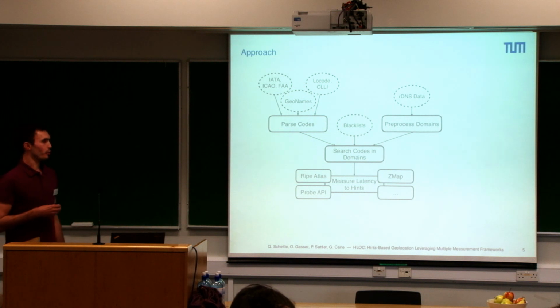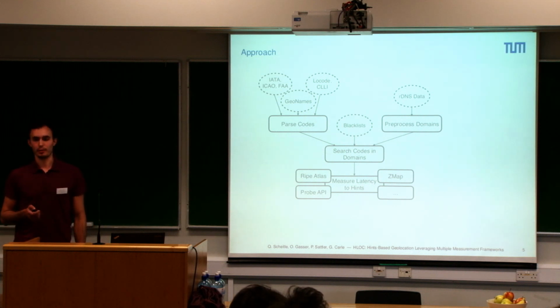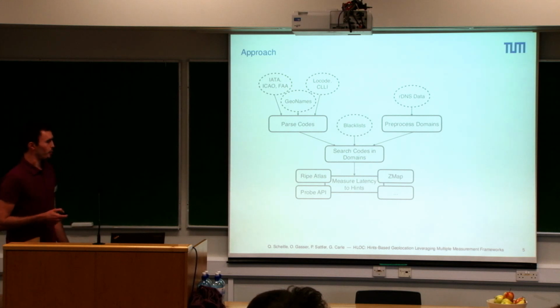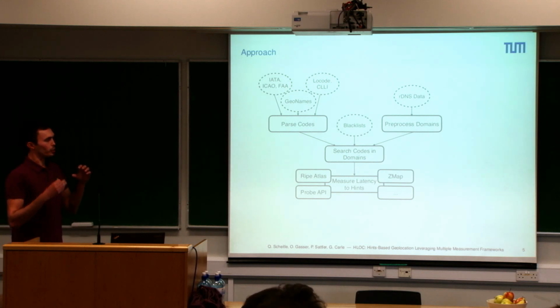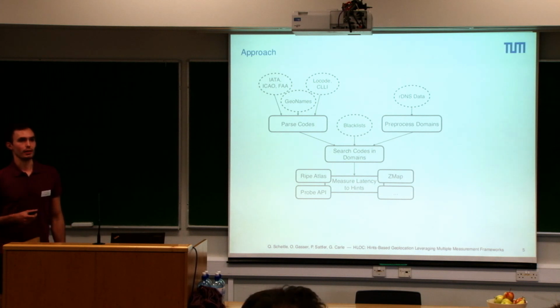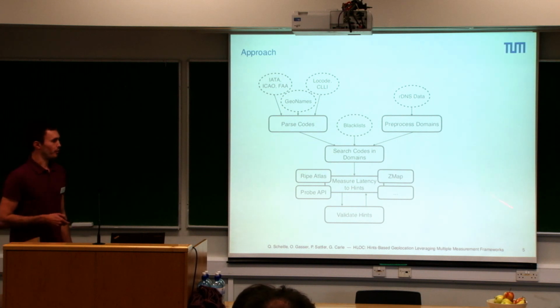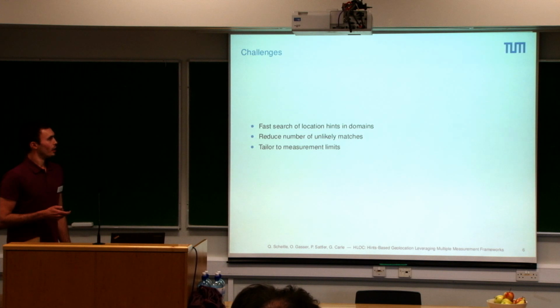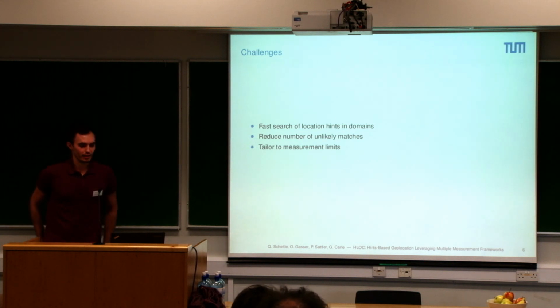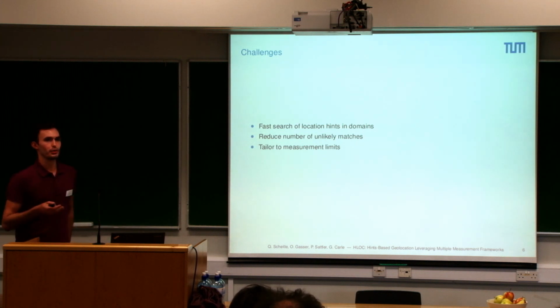Once we found these codes in the domain names, we leverage latency measurements to determine whether the hints in these domain names were correct or not. For this, we have a modular system where we use ZMap, RIPE Atlas, and in the future we'll also integrate the Probe API to conduct these measurements. Using these frameworks, we then validate whether the hints were correct. So what are the challenges when implementing such a system? First of all, the search for the location in the domain names should be fast.